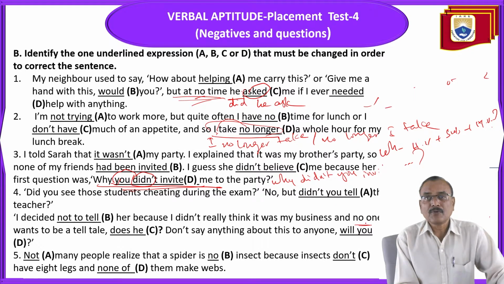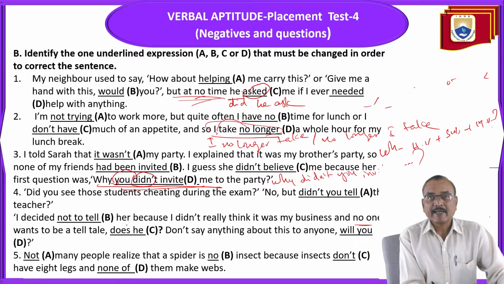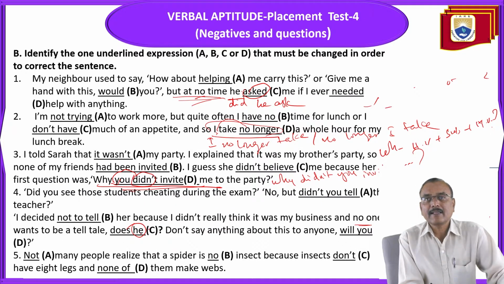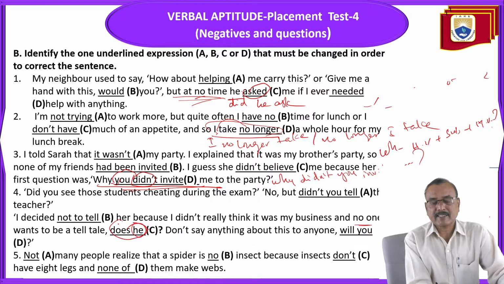Here, when there is no one, here no one wants to be a telltale, does he? When there is no one, why do you say here does he? Why not she? No one is not related to only a male, it may be a female also. Why here is he needed? Why can't she? So that's why here is a mistake.